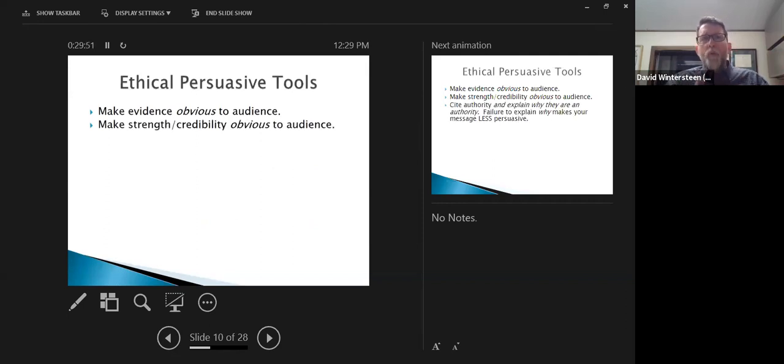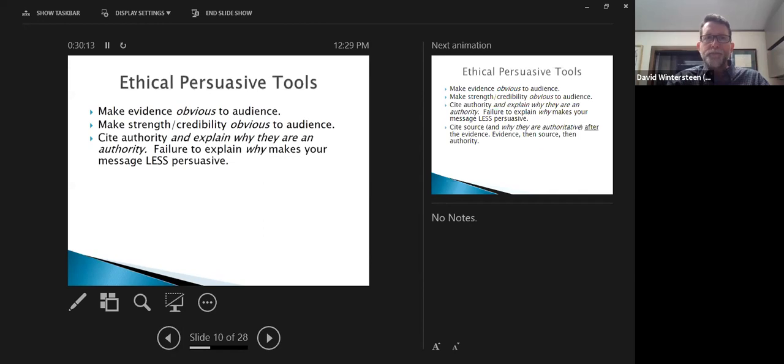The other part of this: where did you get it from? What is the credibility of your source? How strong is that source? You can make that obvious to the audience. That's ethical as well. This comes from a legitimate scientific journal. This is from Johns Hopkins University, right? This is from a legitimate news source. Okay, make that obvious. That's ethical.